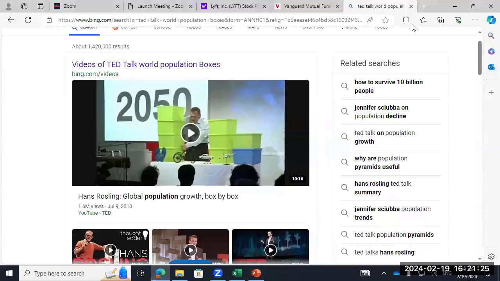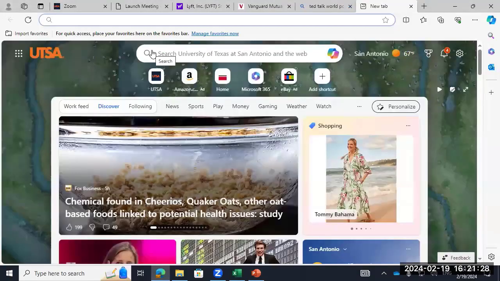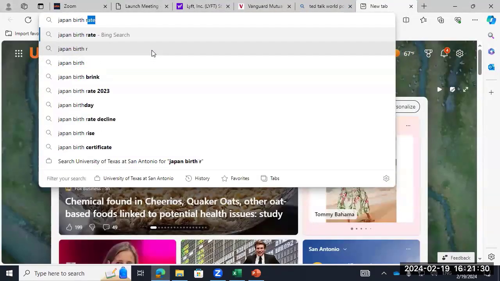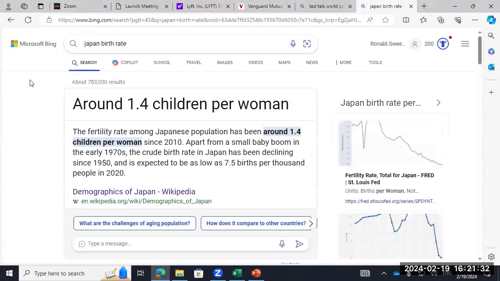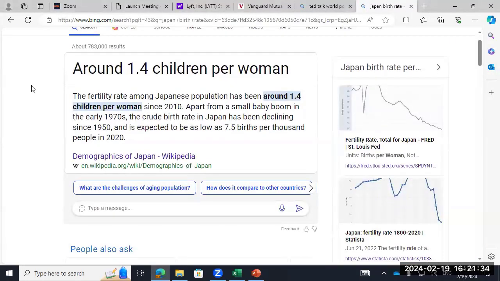We can even look it up. Japan birth rate. So how many children does a husband and wife, I know a couple need to have? 2.5. Is it that high? I was thinking like 2.1, but somewhere between there, maybe. Yeah, because not all children make it to adulthood to have kids. So somewhere between 2 and 2.5 is what you need.